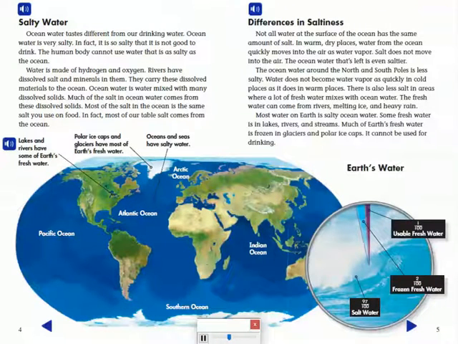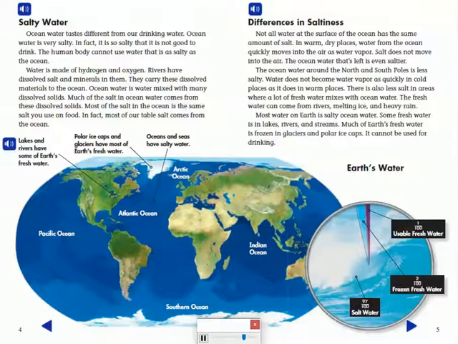The ocean water around the North and South Poles is less salty. Water does not become water vapor as quickly in cold places as it does in warm places. There is also less salt in areas where a lot of fresh water mixes with ocean water. The fresh water can come from rivers, melting ice, and heavy rain.